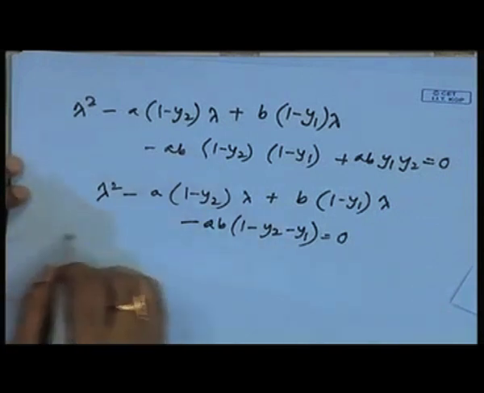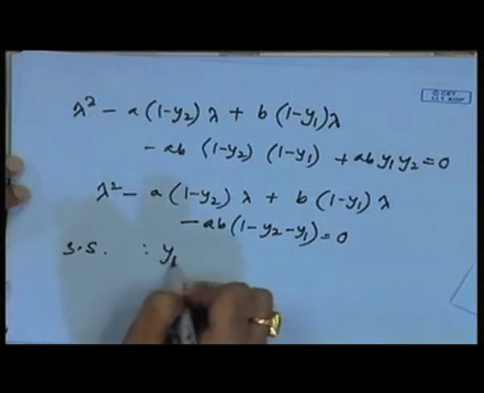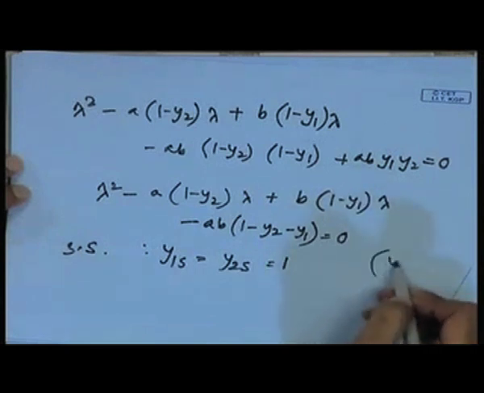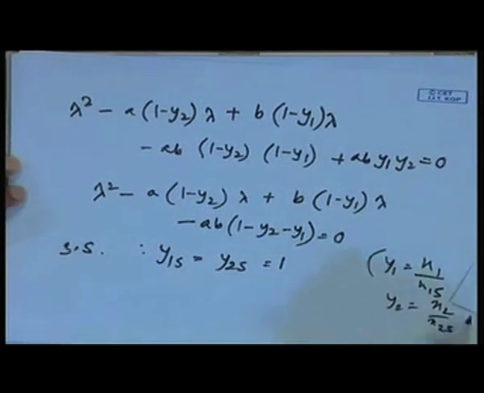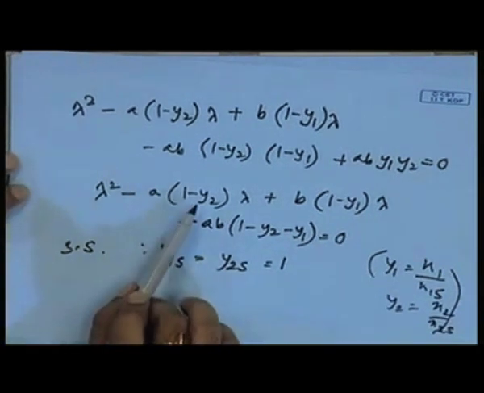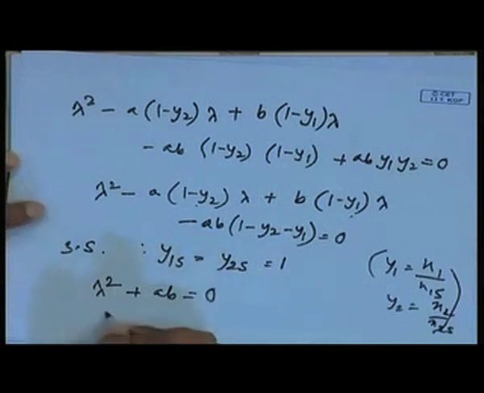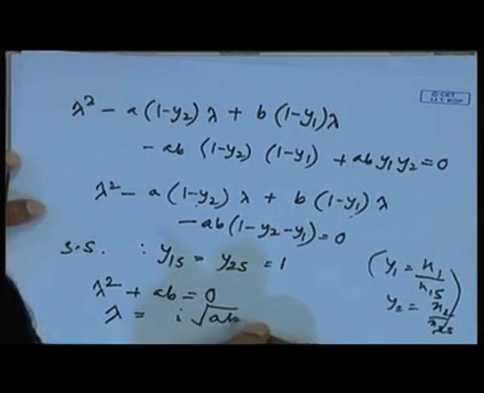Now, I have to evaluate the lambdas at the steady state. So, steady state in my case means Y1s equals Y2s equals 1. Why? Because Y1 was defined as N1 over N1s and Y2 was defined as N2 over N2s, right. So, obviously, at steady state these values are going to be 1. So, if I put 1 over here, this term vanishes, this term vanishes, and what I have is lambda square plus AB equals 0, or in other words lambda equals plus minus i times square root of AB.